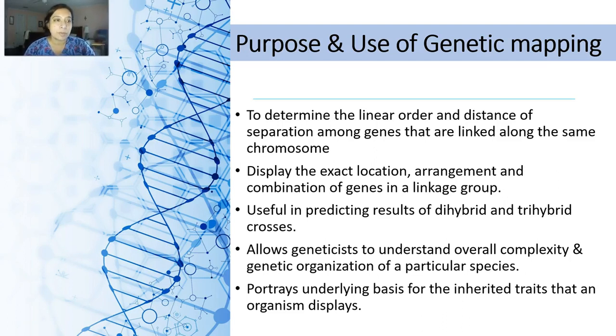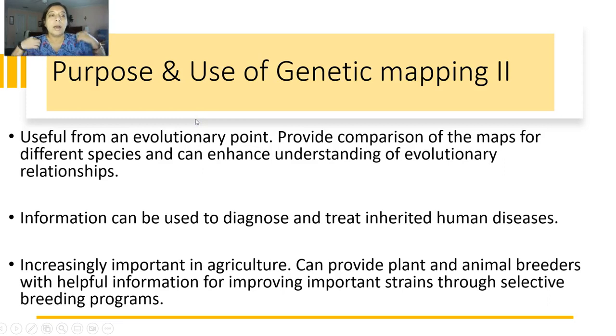It helps us to understand the complexity of the genetic organization in different species and also see similarities between them. It also portrays our underlying basis for the inherited traits in a given organism. This is extremely useful from an evolutionary point of view because we can compare different species and see the relationships that different organisms have between each other based on what genes are present across all of them and their relative location.